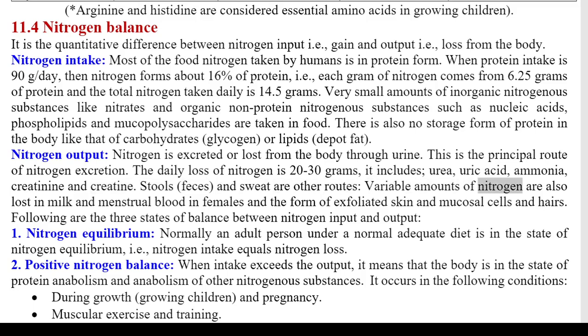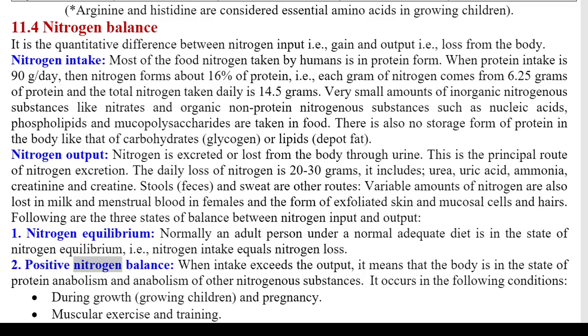Variable amounts of nitrogen are also lost in milk and menstrual blood in females, in the form of exfoliated skin and mucosal cells, and hairs. Following are the three states of balance between nitrogen input and output. 1. Nitrogen equilibrium. Normally an adult person under a normal adequate diet is in the state of nitrogen equilibrium, i.e., nitrogen intake equals nitrogen loss.